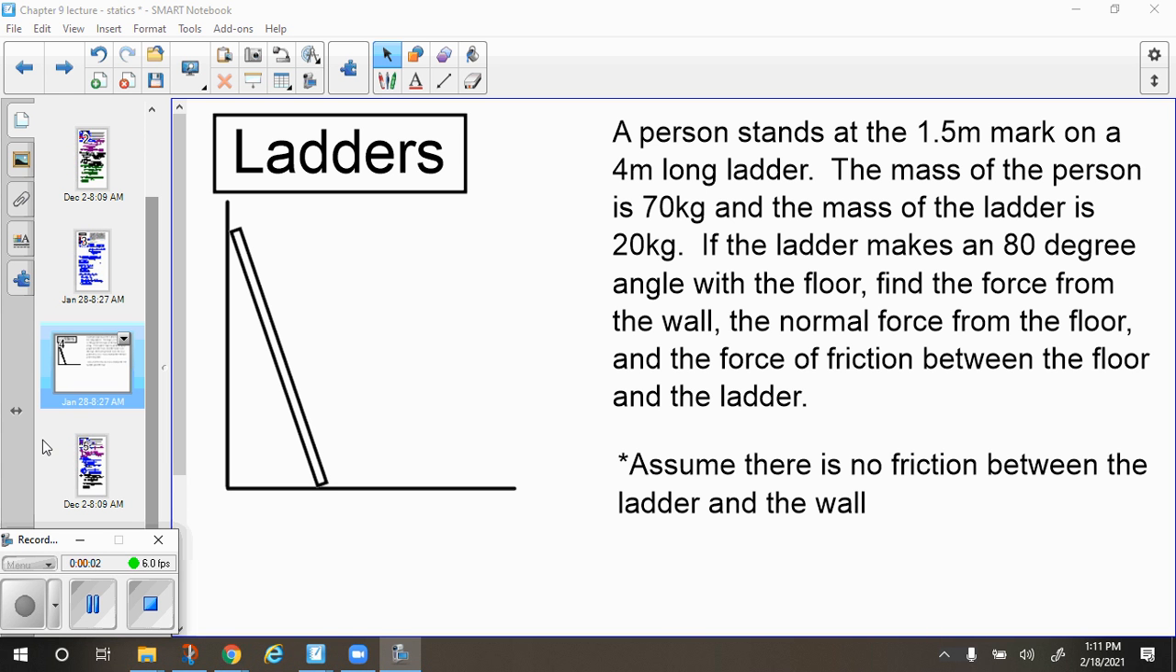In this video, we are going to look at how to solve a ladder problem. In this problem, we have a person standing at the 1.5 meter mark on a 4-meter long ladder. So here's my ladder up against the wall. There is a person standing on it at 1.5 meters. So maybe they're right about here.